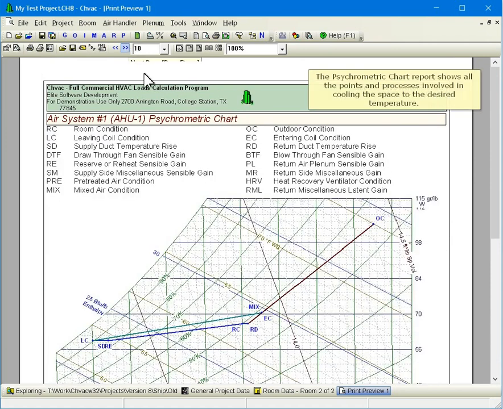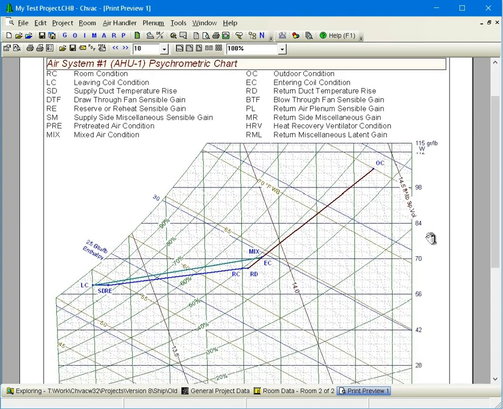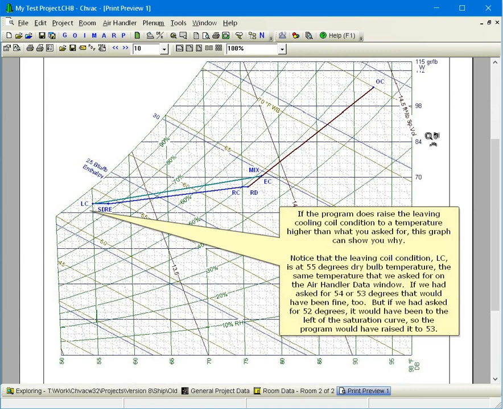The psychrometric chart report shows all the points and processes involved in cooling the space to the desired temperature. The legend shown just above the chart lets you know what each point on the chart stands for. All the types of supply and return side loads are included as needed. If the program does raise the leaving cooling coil condition to a temperature higher than what you asked for, this graph can show you why.